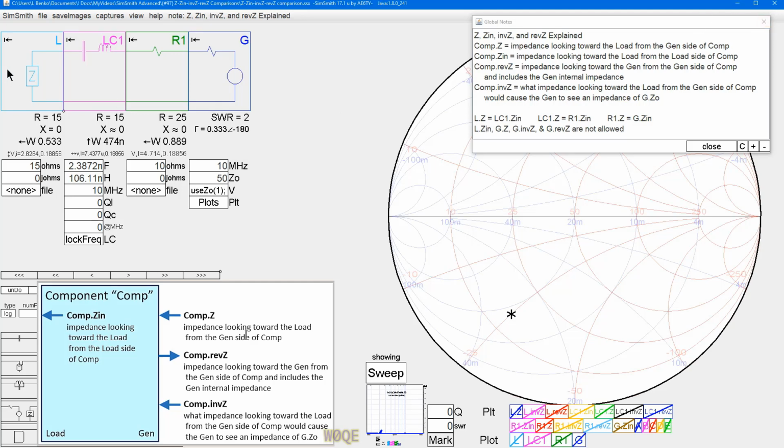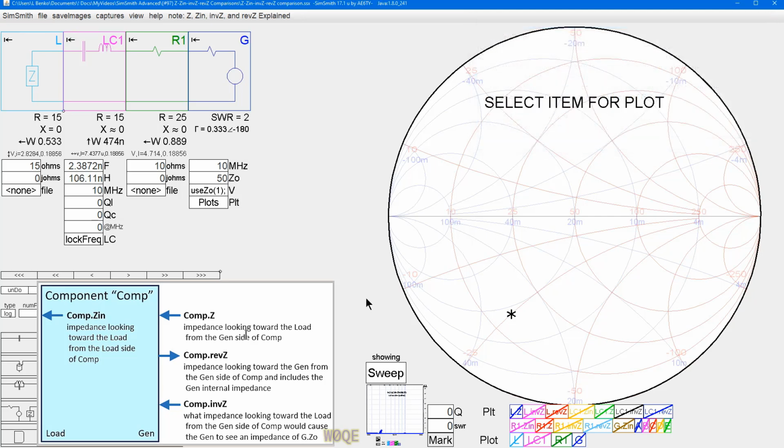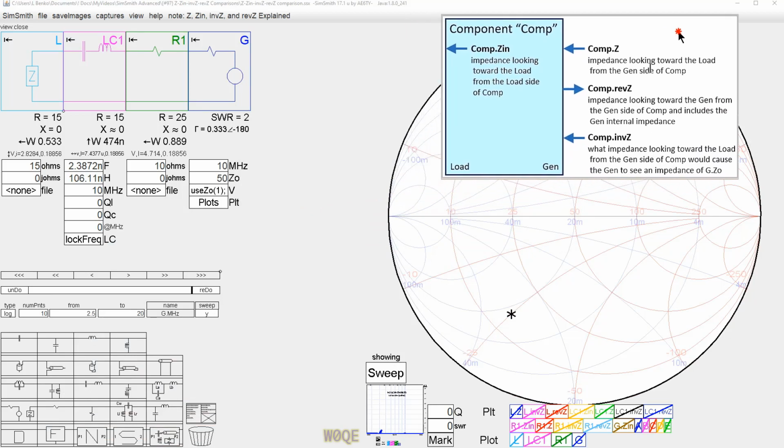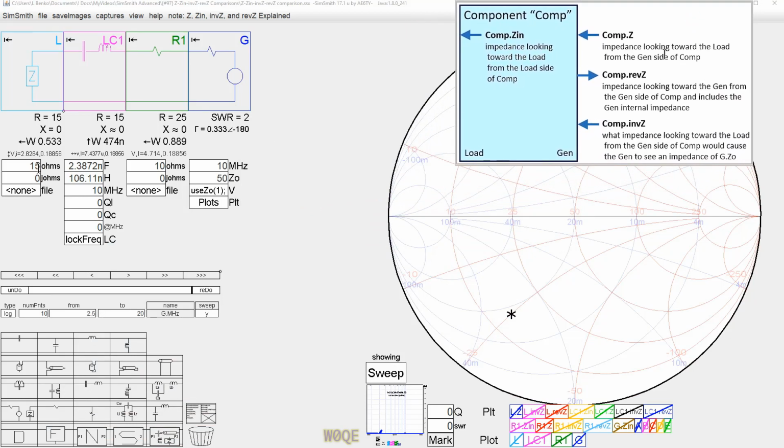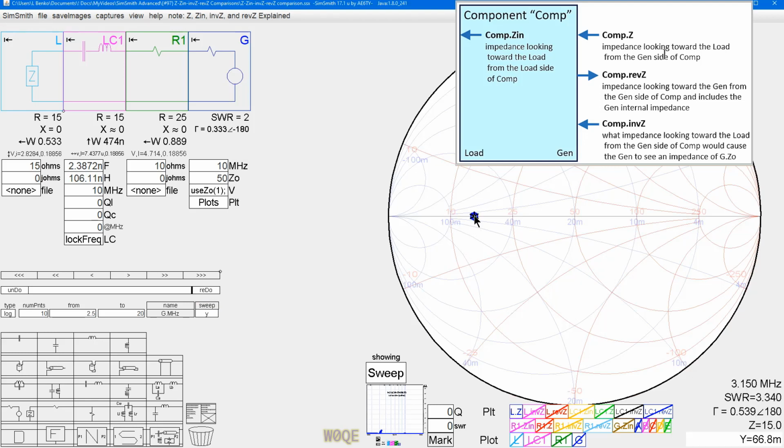Oh, and by the way, if you don't have a left side of a circuit like L doesn't, then L.ZN isn't allowed. And if you don't have a right side to your circuit like the generator, G.Z, G.invZ, and G.revZ are also not allowed. Let's take this and just move it up here. And let's look at L.Z. And as we'd expect to see, it's 15 ohms. It's the impedance here looking left. Let's look at LC1.Z.